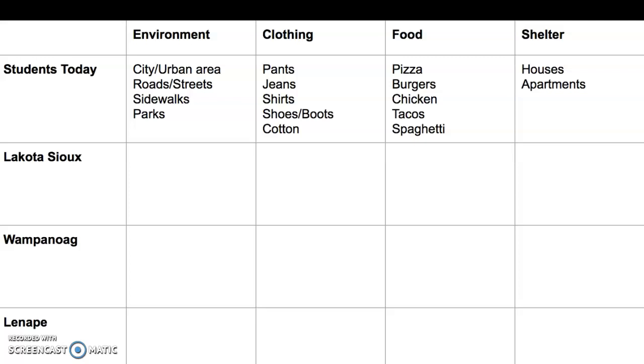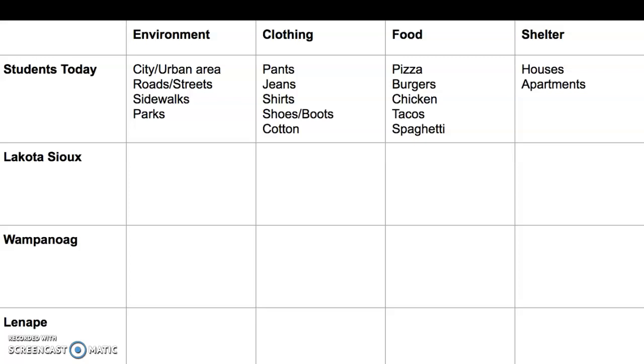And then lastly, thinking about our type of shelter. So we live in houses, some friends may live in apartments, but again, long ago, Native Americans had to use the materials in nature around them. So we'll learn about the different type of shelters that they lived in. So again, for each lesson, I'm going to include this chart, and as we go through the different Native American tribes, I'm going to add into each column. So let's get started today.